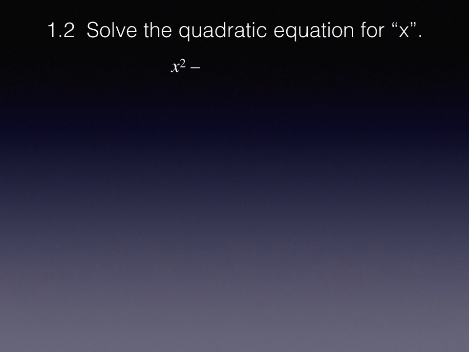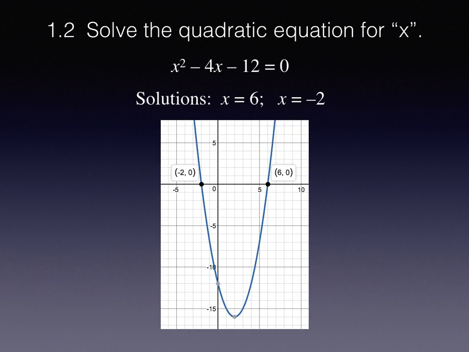Similarly, for quadratic equations, remember there were two solutions for this one. And if I were to graph y equals x squared minus 4x minus 12, it's a parabola that crosses the x-axis at 6 and -2.